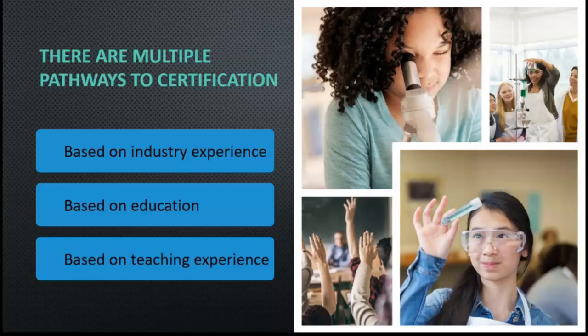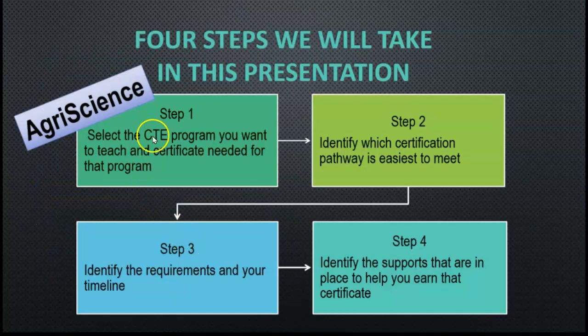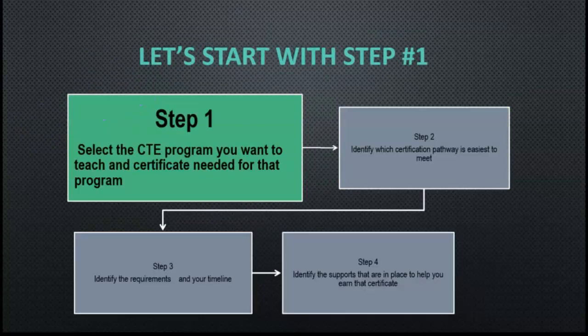So, there's three basic ways, pathways which you can go for certification. You have the basic industry experience, you have based on education and teaching experience. During this presentation, we're going to look at 4 steps to help you get your certification. Keep in mind, step 1, you select the CTE program and course. For AEC purposes, that is Agriscience.